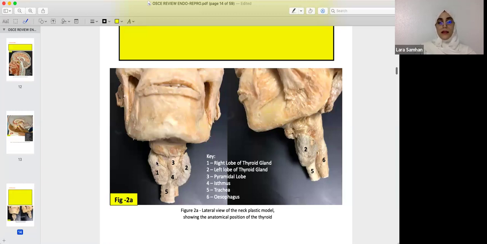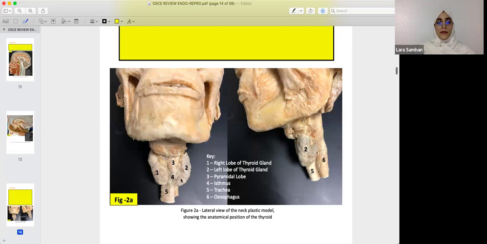The thyroid gland is found in the neck. It has a couple of lobes. This is the thyroid gland, like this, like this. This is the right side. The patient, or this model, is always opposite to us. So this is the right side, so this is the right lobe of the thyroid gland. If we have the right side, that means we should also have the left side, or the left lobe of the thyroid gland. The thyroid gland from above has a pyramid. So this is the pyramidal lobe, number 3.